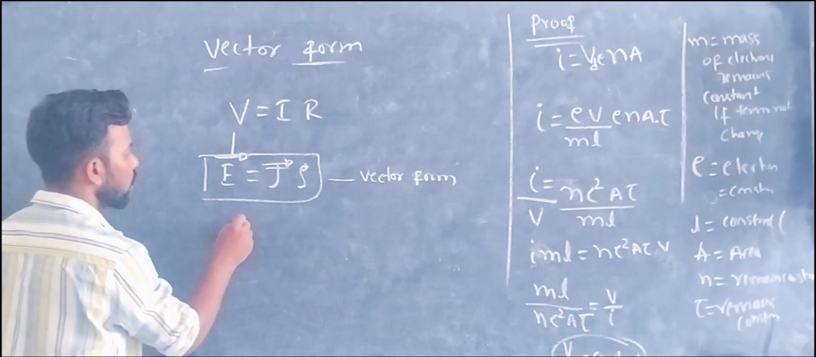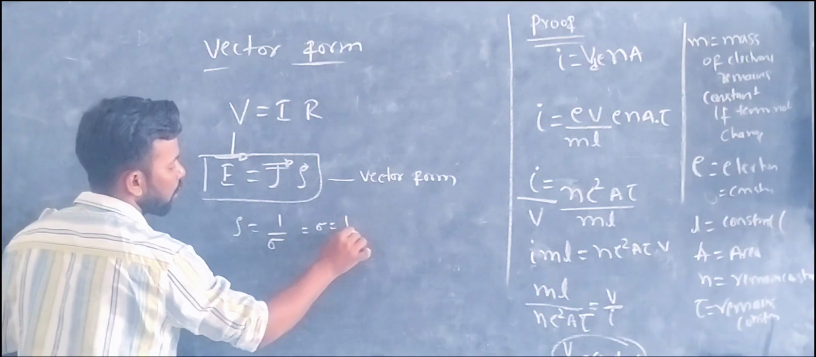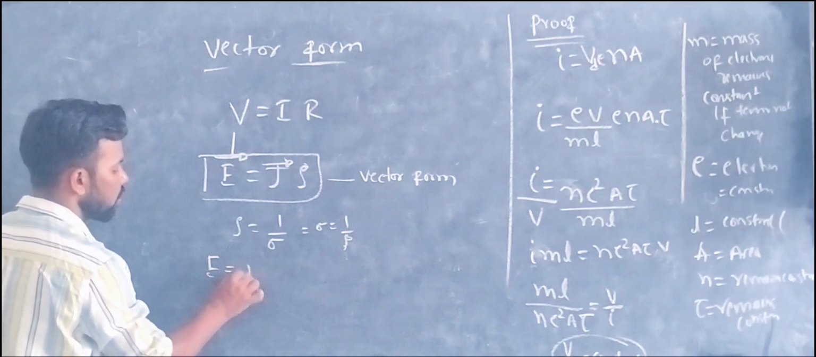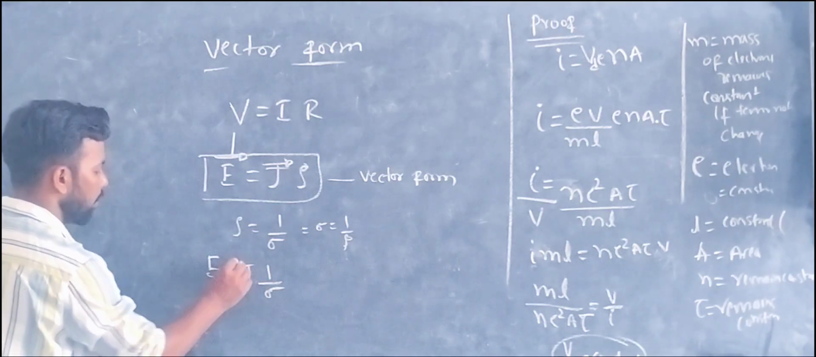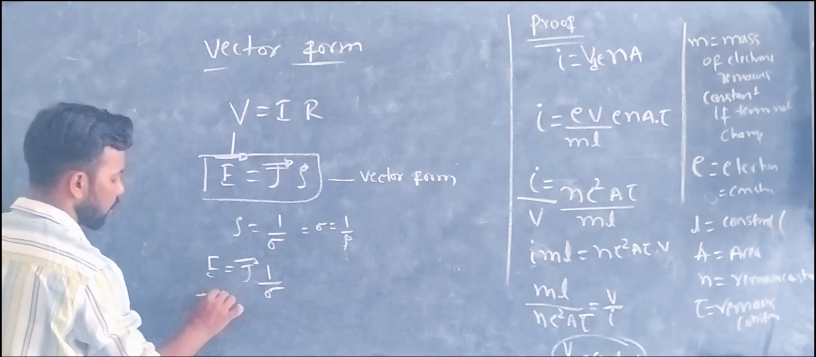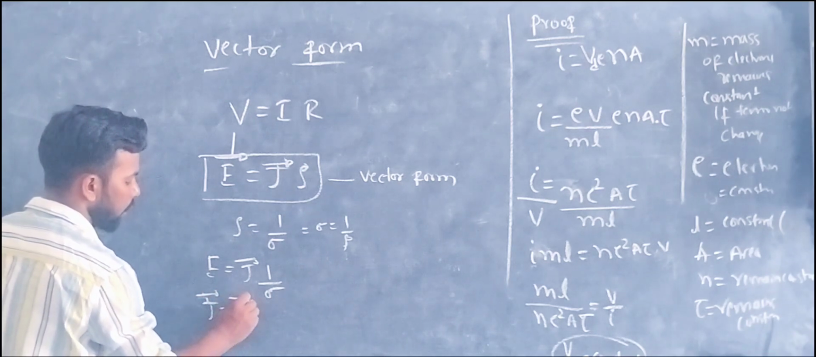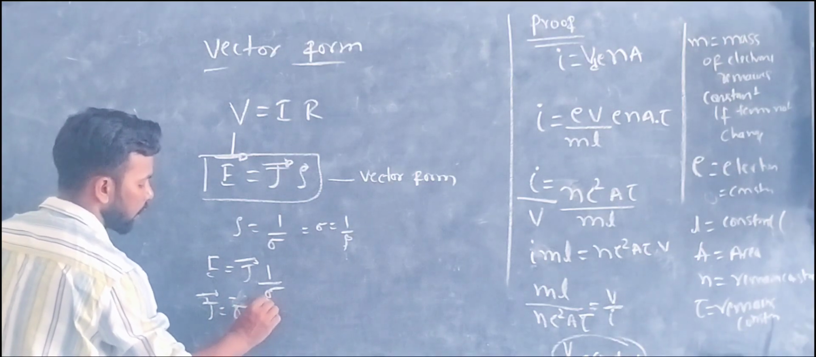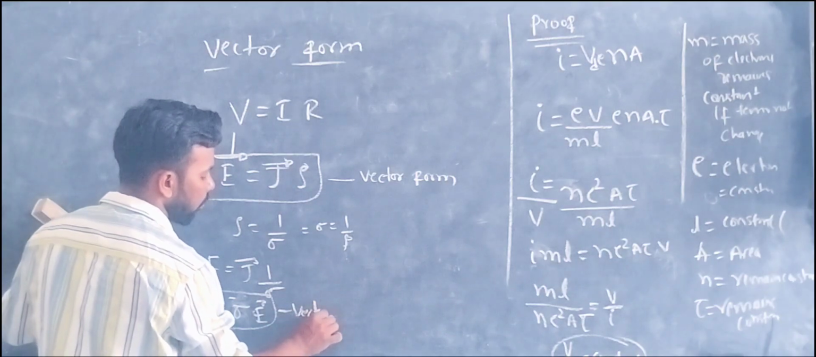One more thing: rho is equal to 1 by sigma, so sigma is equal to 1 by rho. So here E is equal to J into 1 by sigma. So J is equal to sigma into E. This is the vector form.